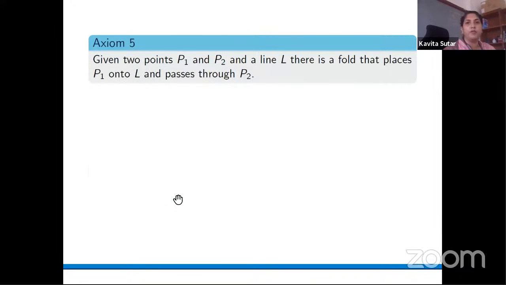Now we can move on to the fifth axiom, which says that given two points P1 and P2 and a line L, there is a fold that places P1 onto L and passes through P2. Now in this we have to be a little bit careful. So here I have two points P1 and P2. Let this be my line L.